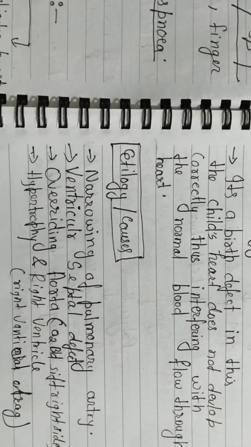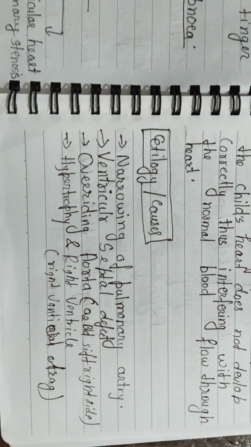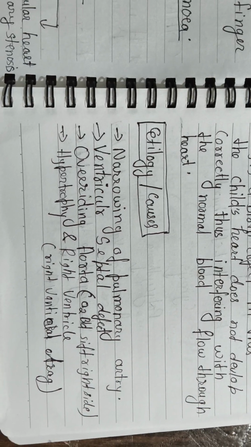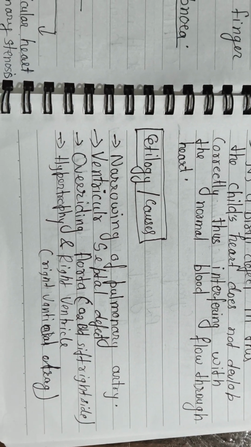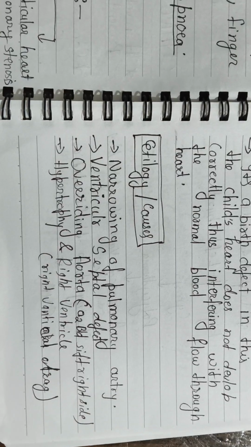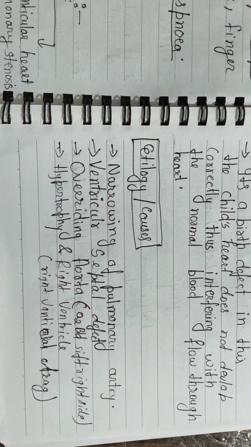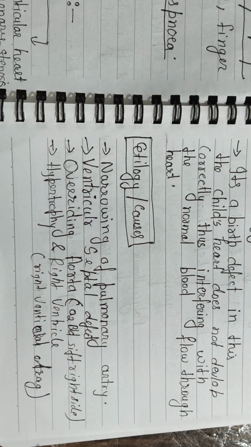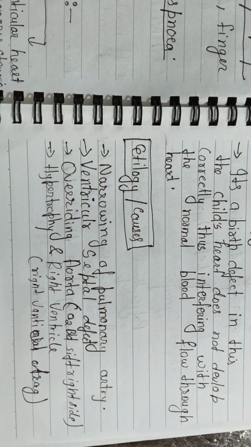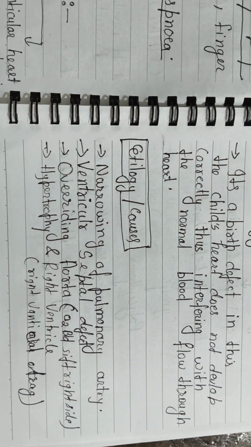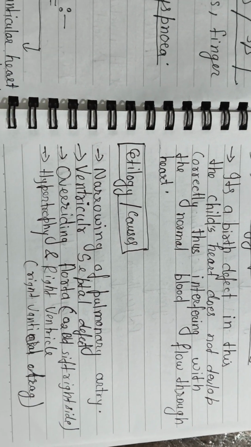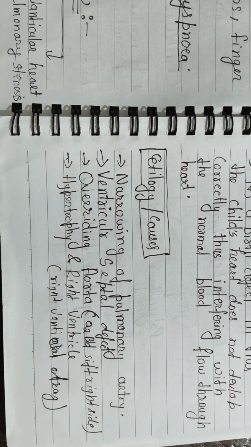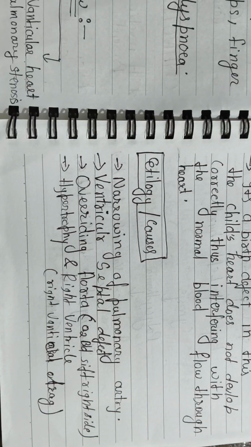Here, etiology and causes: narrowing of the pulmonary artery, and ventricular septal defect, VSD. And the next one is overriding aorta, which means oxygenated blood shifts to the right side of the heart, leading to overriding of the aorta. The next is hypertrophy of the right ventricle.